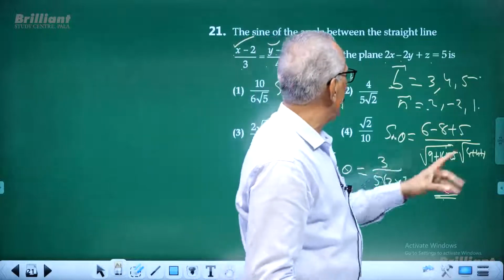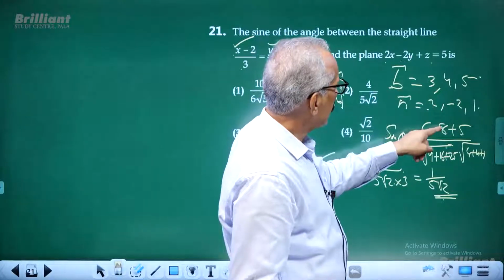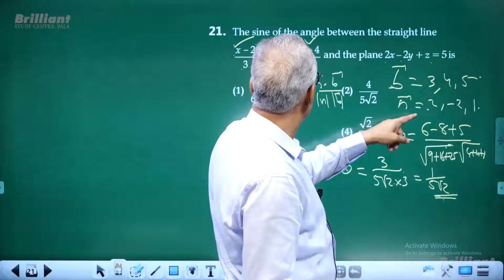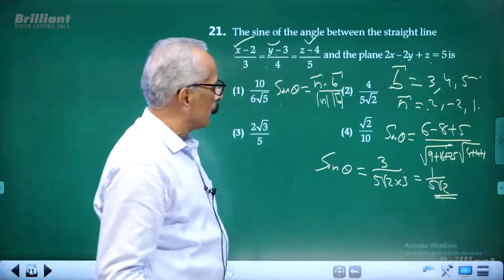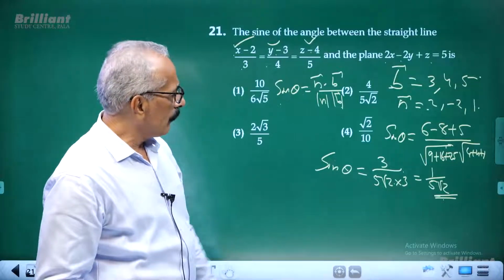All right, 2 minus 2, 1. This is 6 minus 8 plus 5. 6 minus 8 plus 5. So it will be 3 and 3, 1 by 5 root 2. 1 by 5 root 2 is correct.